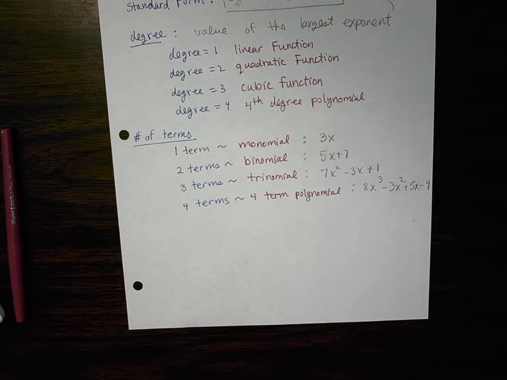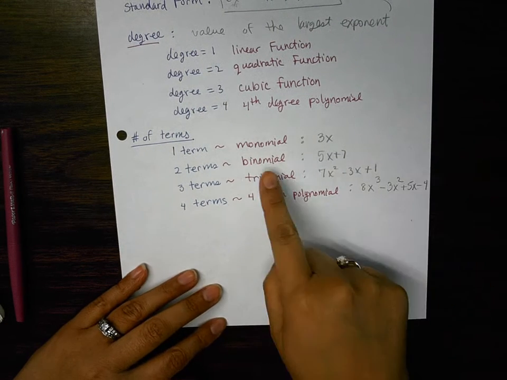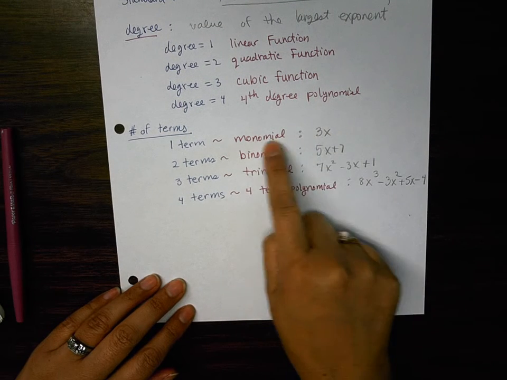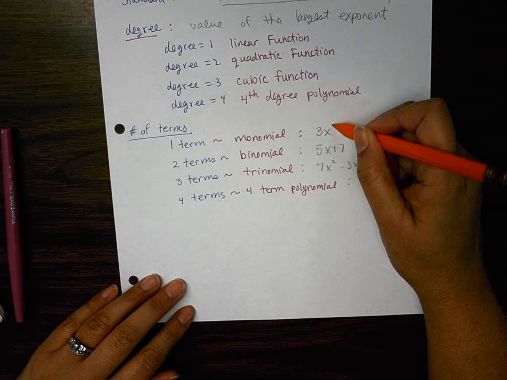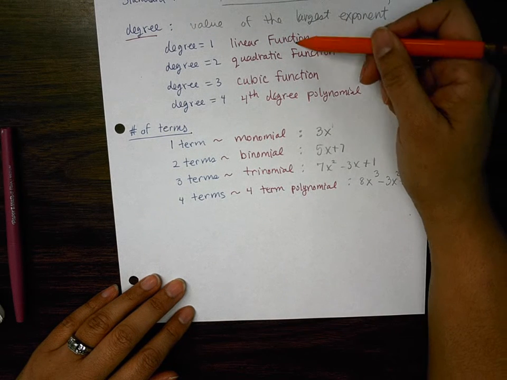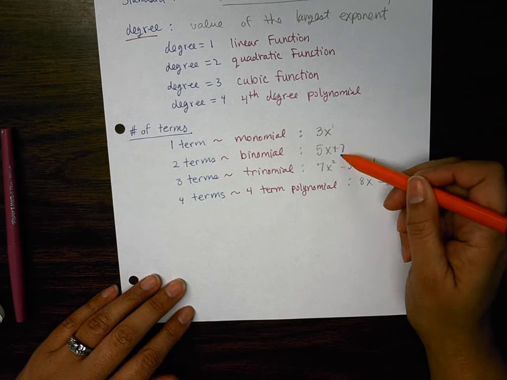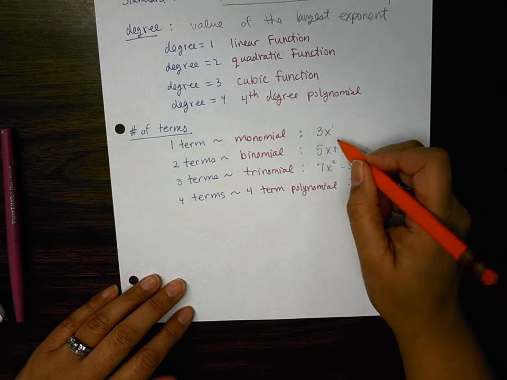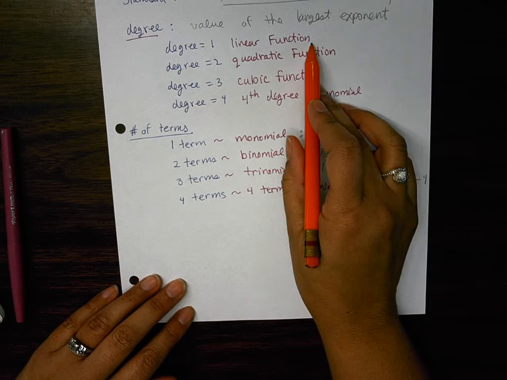You will be asked today to name these by their number of terms and the degree. So this one is called a monomial because it has 1 term. What's the exponent here that we don't see? 1. Which means it's linear, quadratic, or cubic? Linear. This one has how many terms? Which is called a binomial. What's the degree here that I don't see? 1, which is still called a linear.